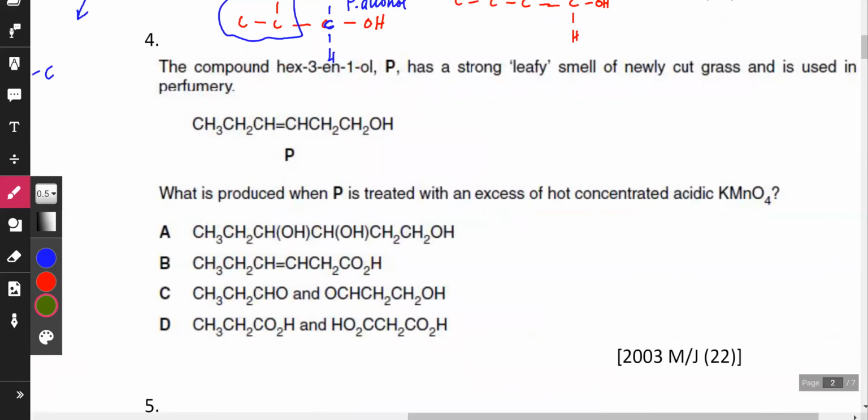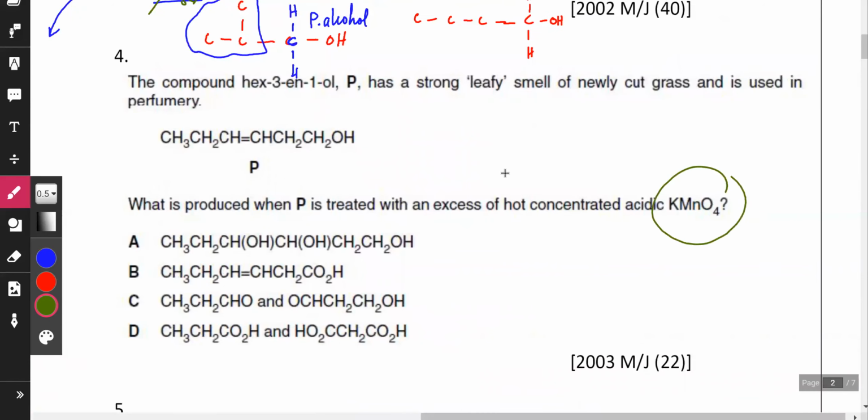Next one: there's a compound hex-3-en-1-ol, and it has a strong leafy smell. It's asking what happens when it reacts with KMnO4. Now this has multiple functional groups. It's an alkene as well as an alcohol. What kind of alcohol is it? Primary. This one is a primary alcohol. So it's going to change into a carboxylic acid. So this one will get oxidized into a carboxylic acid.